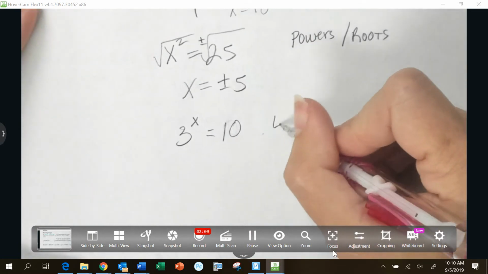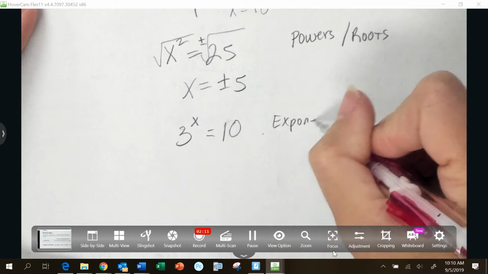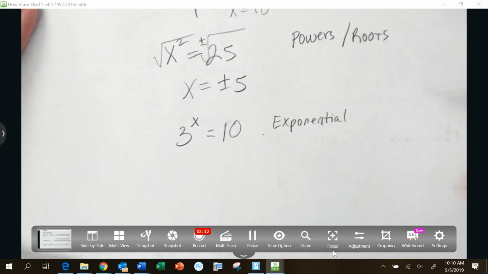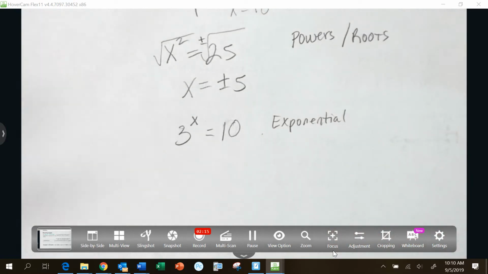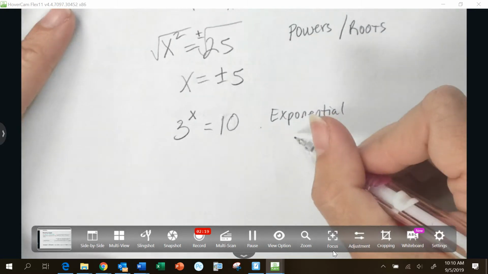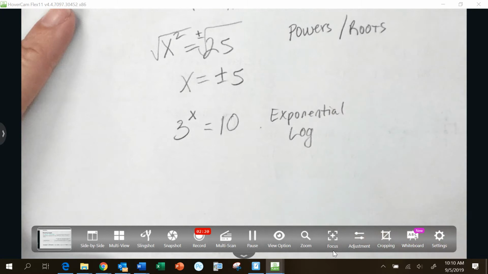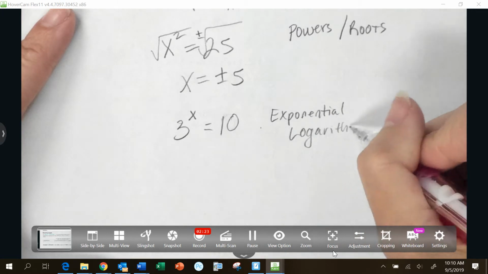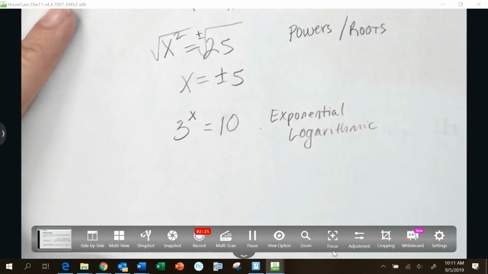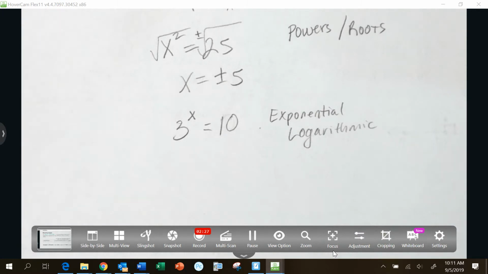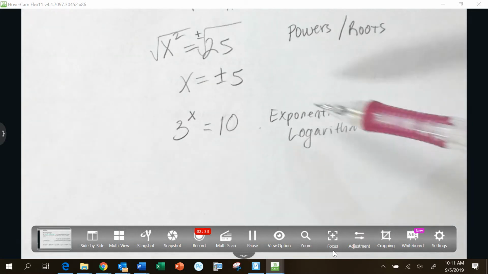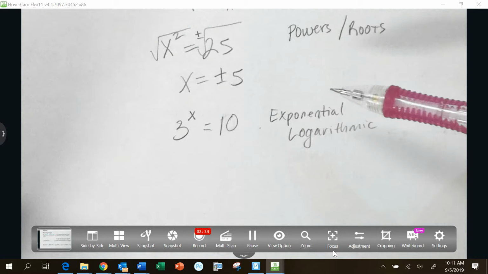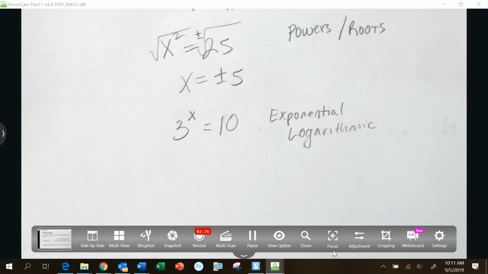This is exponential. What's the inverse operation of exponential? Yeah, logarithmic. I don't know how to spell it. I think that's how I spell it. Logarithmic? L-O-G? Did those last year? Please don't tell me no. I know you did. We're not doing those yet. I just wanted to bring that up because those are inverse operations as well.